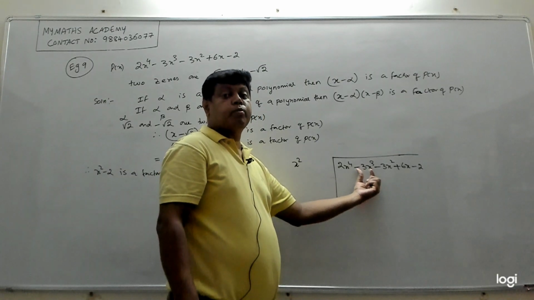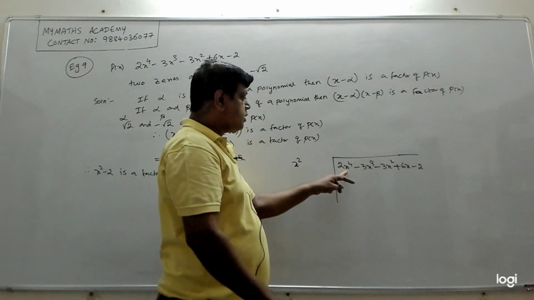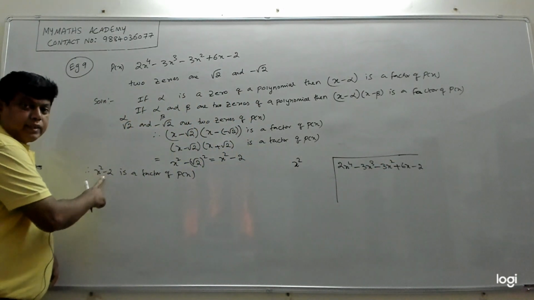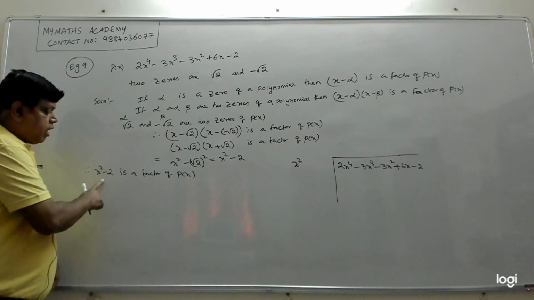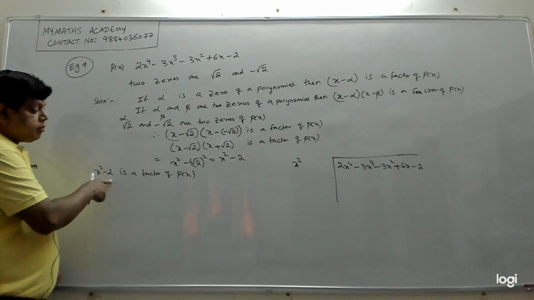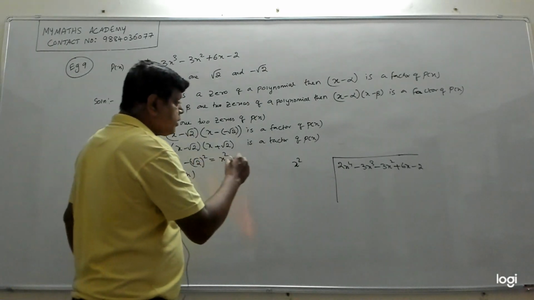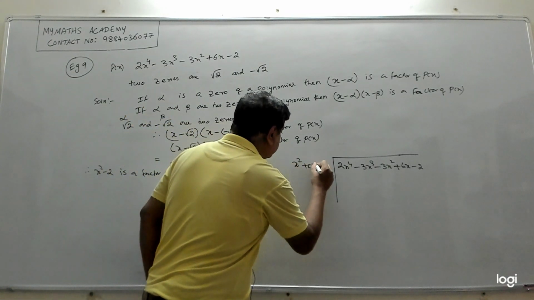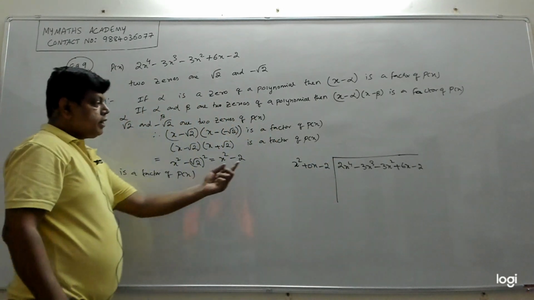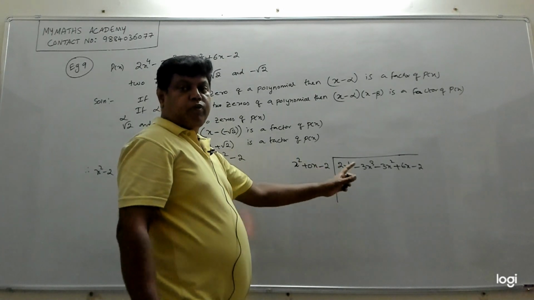Plus 0x cube. Suppose if you have just x power 4 and x square. So here if you see, after x square we should have x term. X term is not there. After x square I should have an x term, then constant term. So here I have x square, then directly minus 2, so I had to put the missing term 0x, then minus 2. So x square minus 2, I am writing it as x square plus 0x minus 2. Now we need to divide these two.